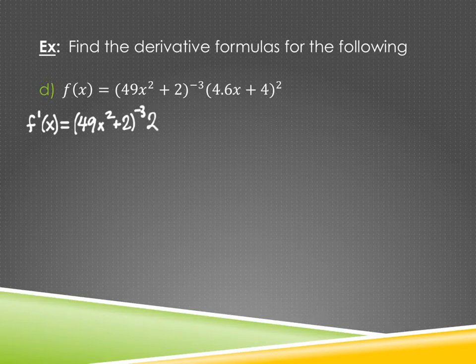Pull the 2 down, right? We're going to put a dot right there to indicate multiplication, or you can use parentheses. You can put to the power 1 if you want, or you can leave it off, obviously. And then what's the derivative of 4.6x plus 4? 4.6. Okay, plus. Don't forget the plus.